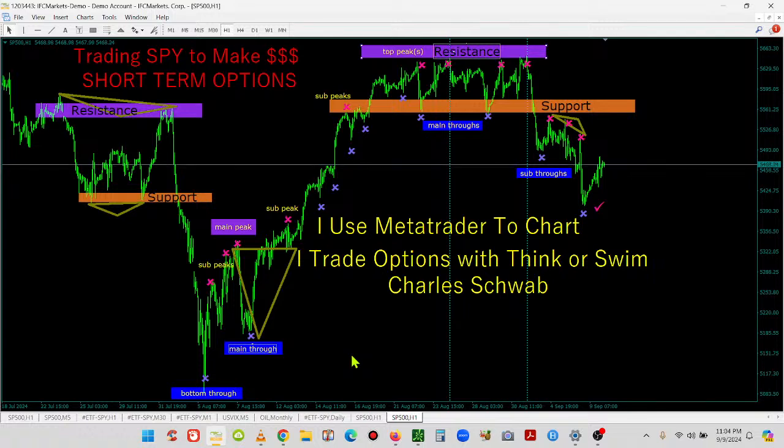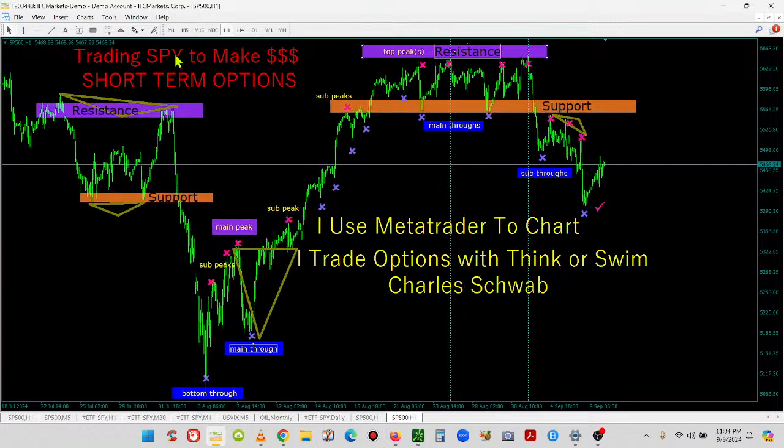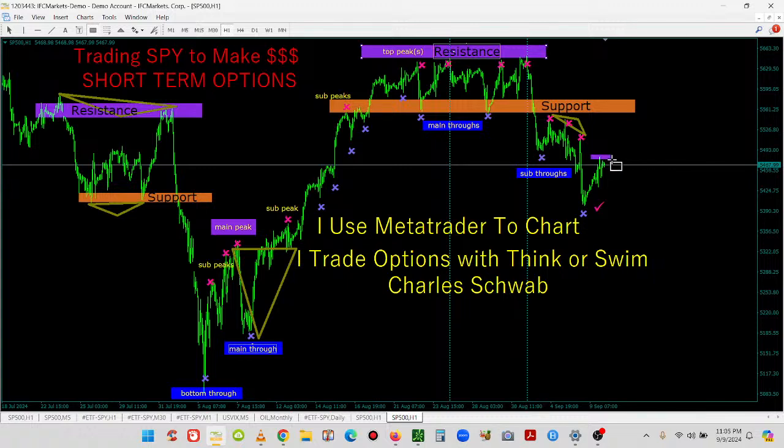Now, if I were trading the live market right now, I would be looking at this pattern right here. This could be a main trough right here, and it could go higher. But just from looking at this, it does not look like a bull market, my friend. It does not look like a bull market. Do you understand me?